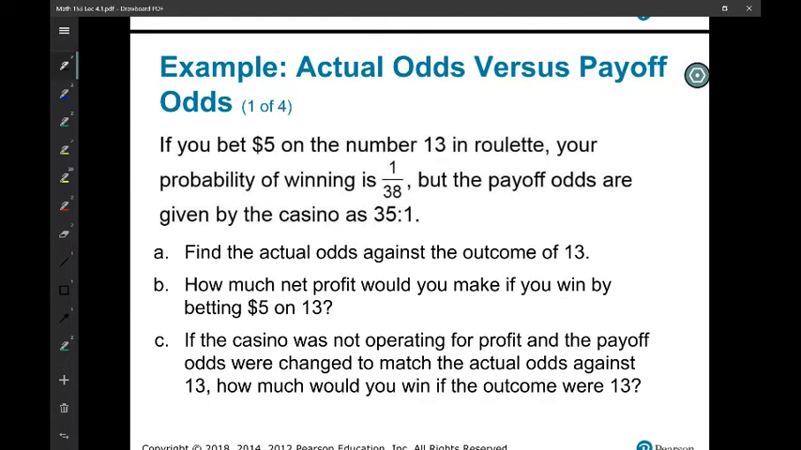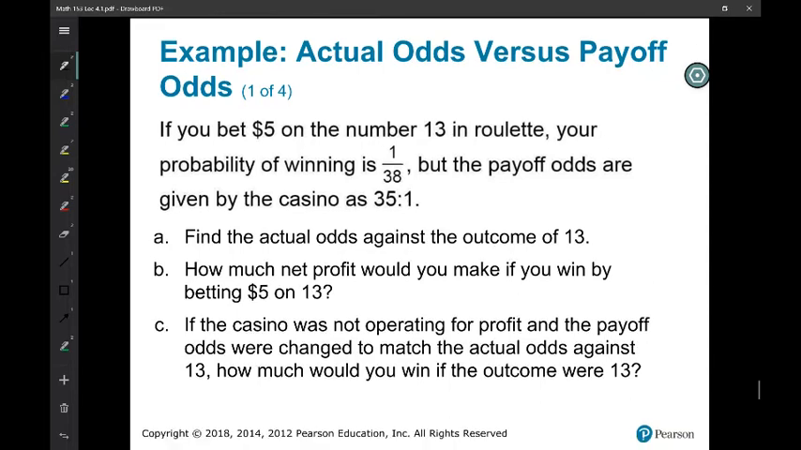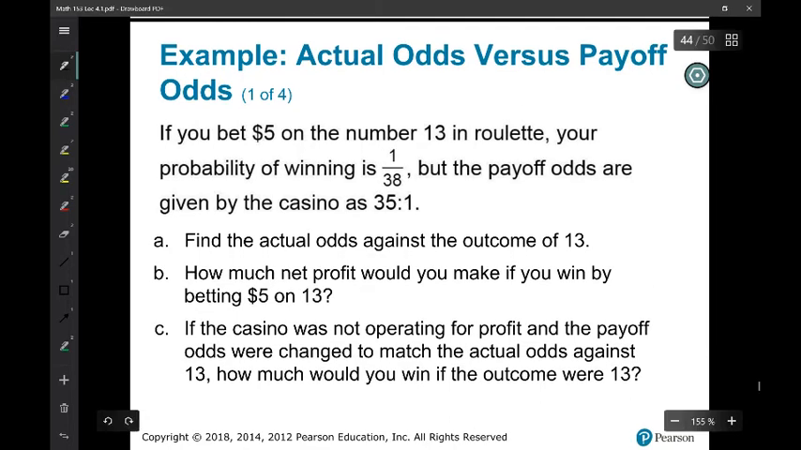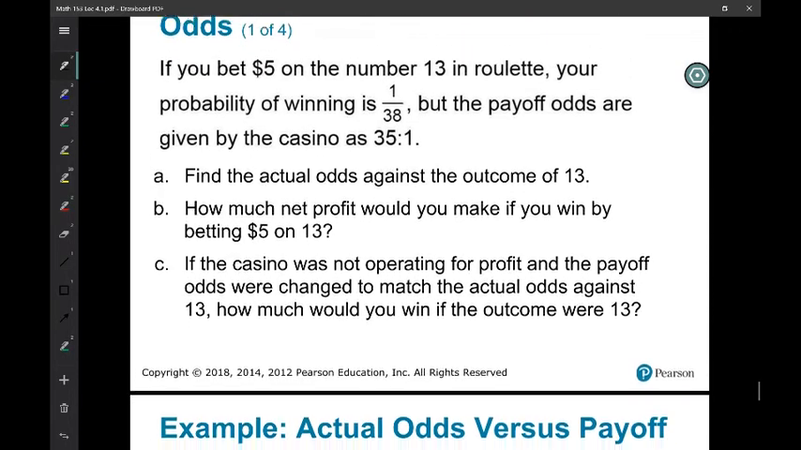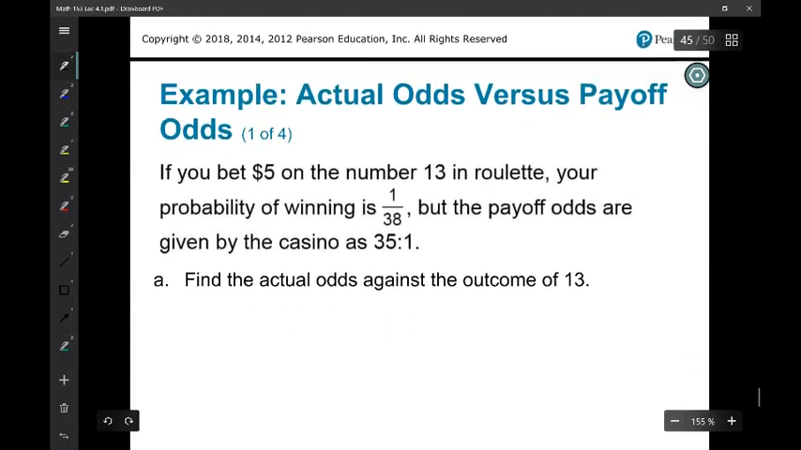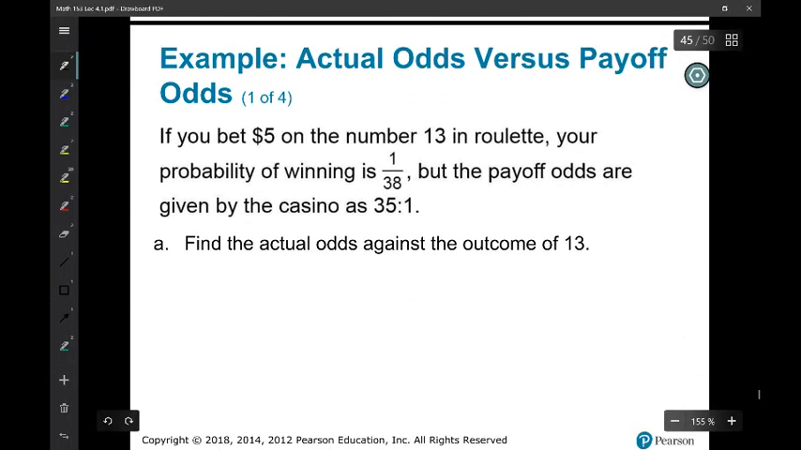So let's consider the following example. If you bet $5 on the number 13 in roulette, your probability of winning is 1 out of 38. The payoff odds from the casino are 35 to 1. So find the actual odds against the outcome of 13. So the actual odds against the outcome would be the probability of not winning divided by the probability of winning.